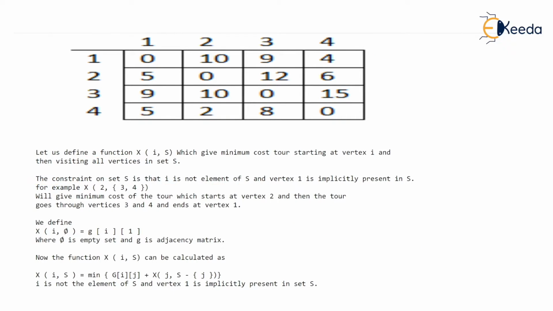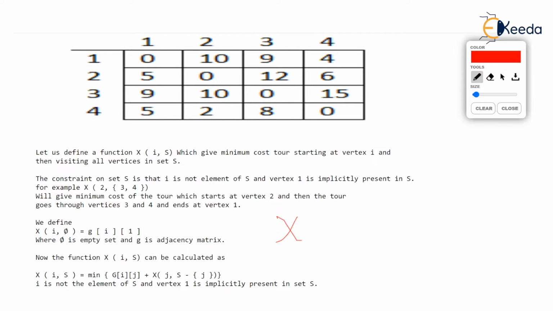Suppose I write the function X as, let's say, 2. That means i is 2, i is the vertex. And now I am writing the set. This is the set S. Now what is mentioned as the constraint on the set S is that this 2 should not be a member of this particular set. Of course, S, the set we are talking about, is a set of vertices. But whatever i you have selected as a vertex should not be a member of set S.